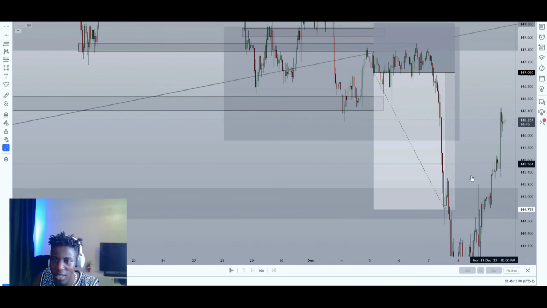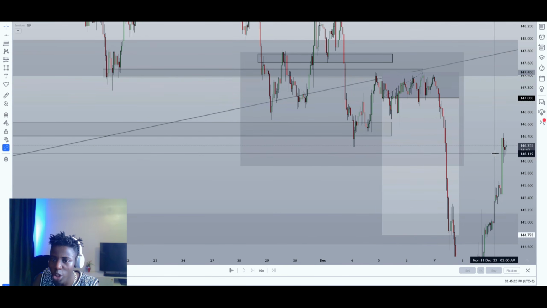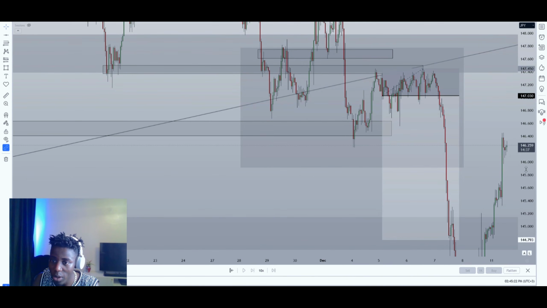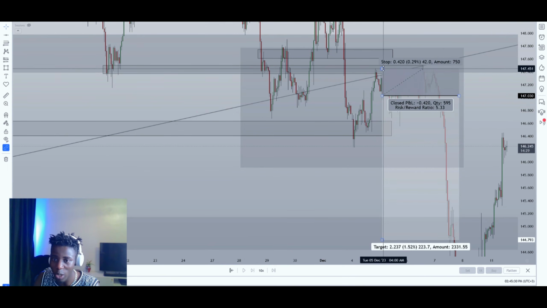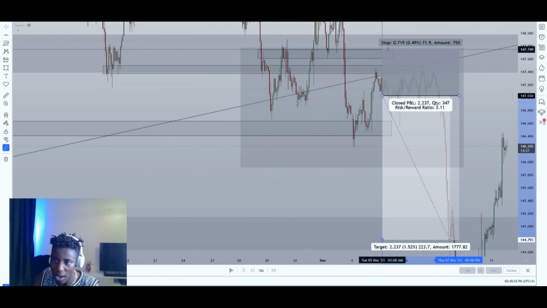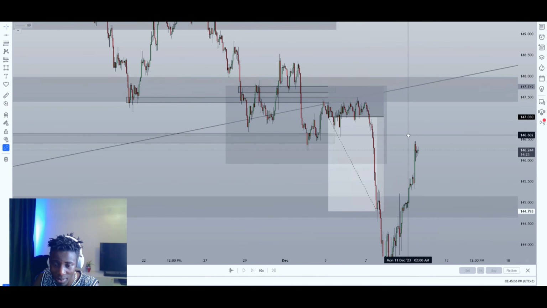But imagine if you would have put your stop loss just here. You would have got stopped out and the market would have gone in your direction, which is very bad. So it's better to give your trade some space for the stop loss, so long as you know the game of risk to reward.